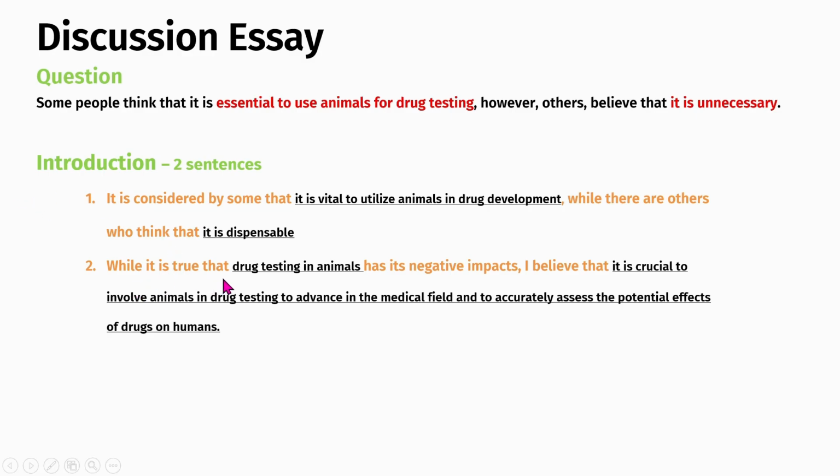While it is true that, you can either write here the reasons of your first view, or you can just write the drug testing in animals, which is the essay topic, has its negative impacts. I believe that, then the reasons for your supporting view. So I have written my supporting view, which is, I believe that it is crucial to involve animals in drug testing to advance in the medical field and to accurately assess the potential effects of drugs on humans. So I have written the reasons of my supporting view here. This is how you write an introduction.